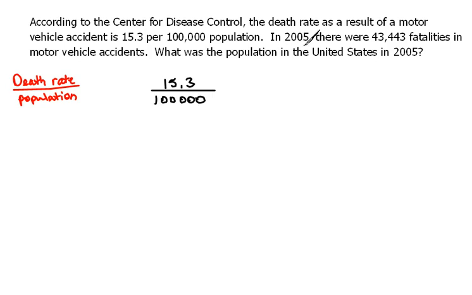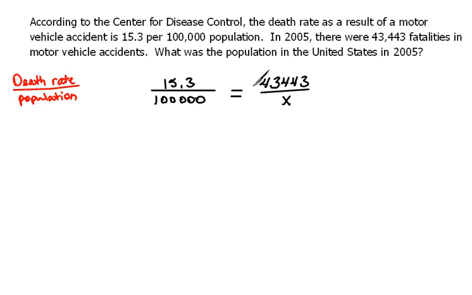Now it says in 2005 there were 43,443 fatalities, so that again would be the death rate. So there would be 43,443. What was the population? We don't know what the population is. Let's call that x. By setting these up as proportions and keeping them death rate over population, death rate over population, we have kept those in perfect proportion or in perfect ratio to each other.